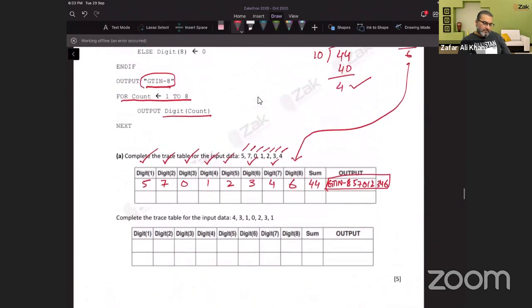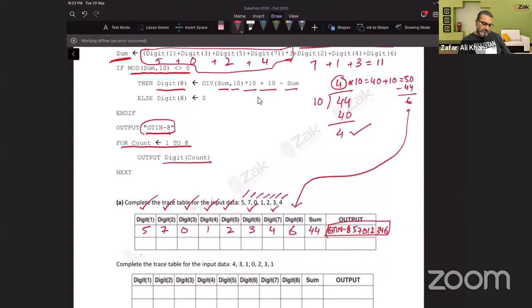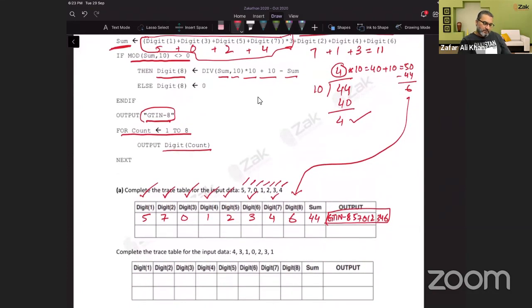And then we will find the total of them. Then we will divide that by 10, find the div, multiply it by 10, and add 10 to it, and then subtract the sum of those 7 digits from the result, and then we will have our digit. Then we will compare the digit with the 8th digit.